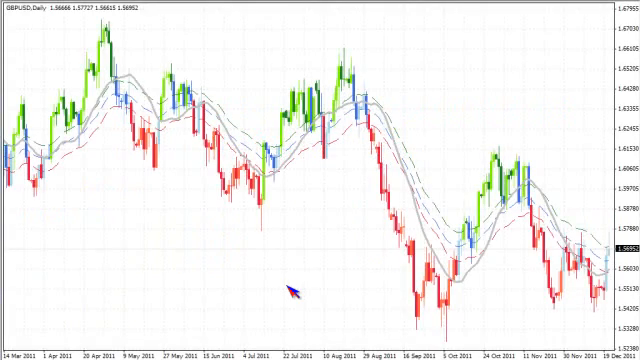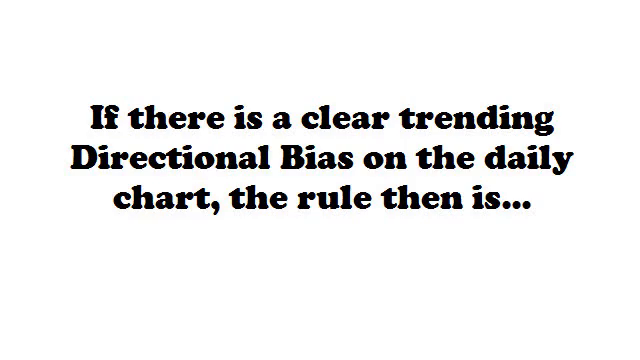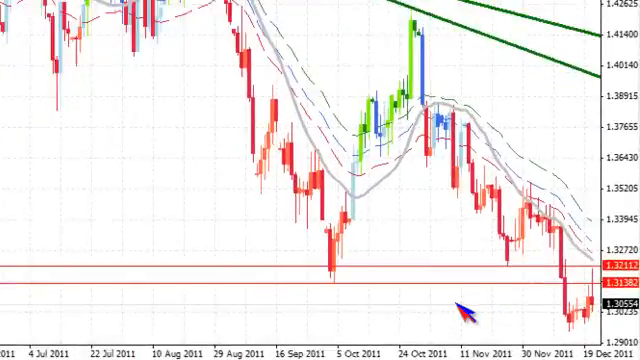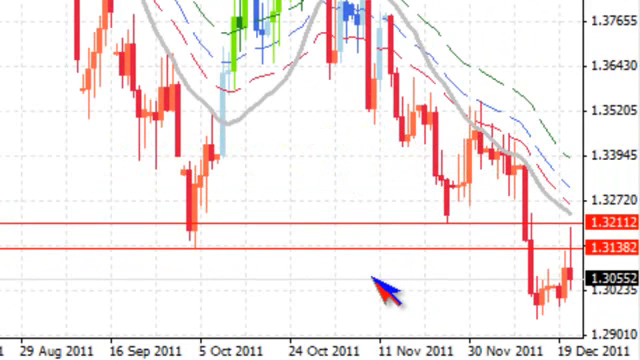So as a review, let me just summarize everything we just talked about. When there is a directional bias, a clear trend, 12 to 2 or 4 to 6 on the daily, the rule of thumb is we want to follow that trend across any time frame if possible. There is a dominant psychology, and to follow that would be the most prudent entry, in my opinion.